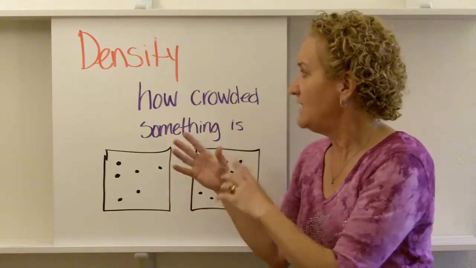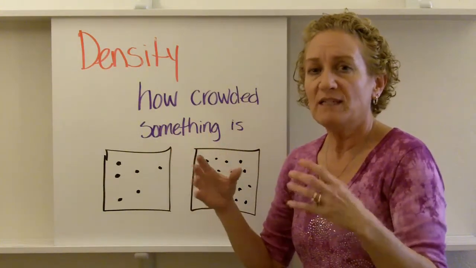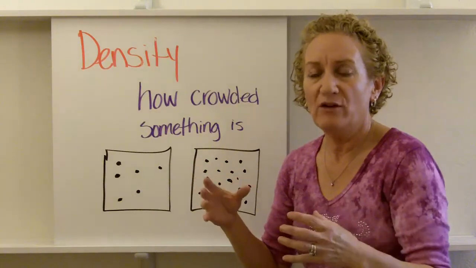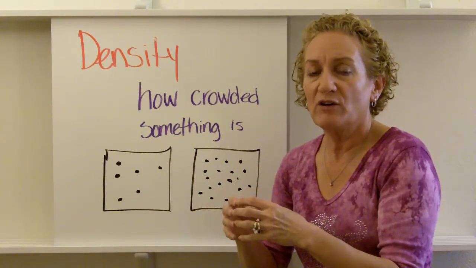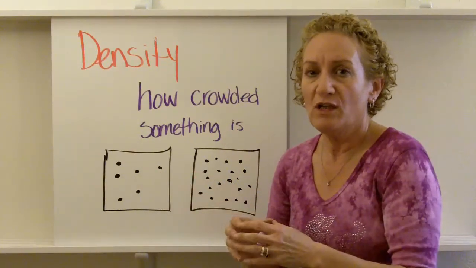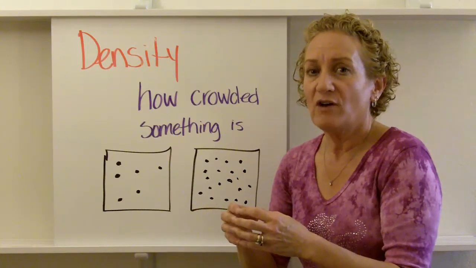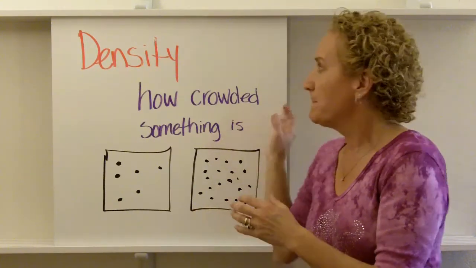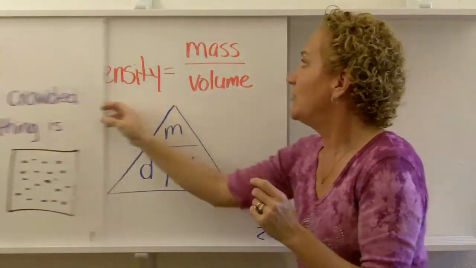So density, how crowded something is, is based on 2 things. It's based on mass, or amount of matter, and it's based on volume. Because you can take something that seems really crowded in one room and make it seem uncrowded if you make a larger room. Or you can make it less crowded simply by removing some of the people. So there's 2 things that come into play when you talk about density: mass and volume.